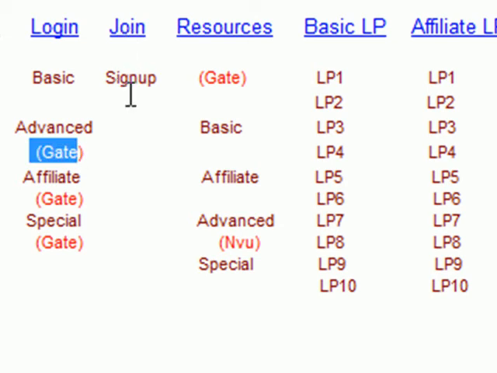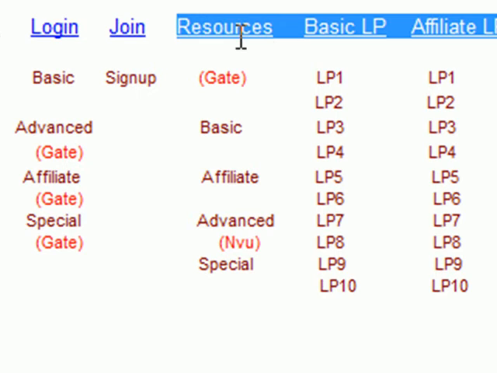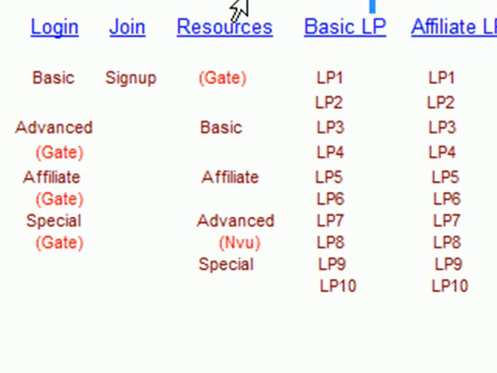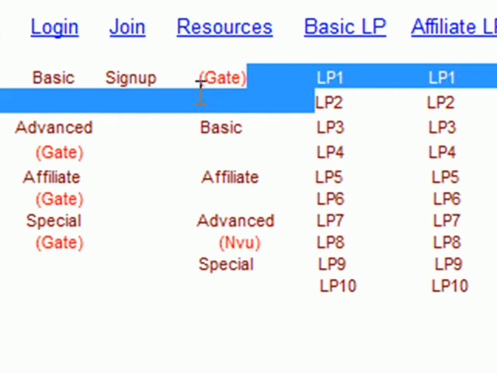Under the join, I have a sign up page, which you guys can see if you hit join on the website. Under resources, all resources were supposed to be gated, although I didn't originally set it up like that. It is set up like that now. So if you go to your resources and click resources, it's going to ask you for your email. This is what I call a gate.